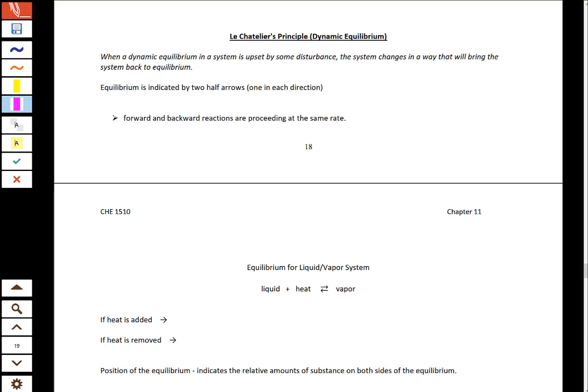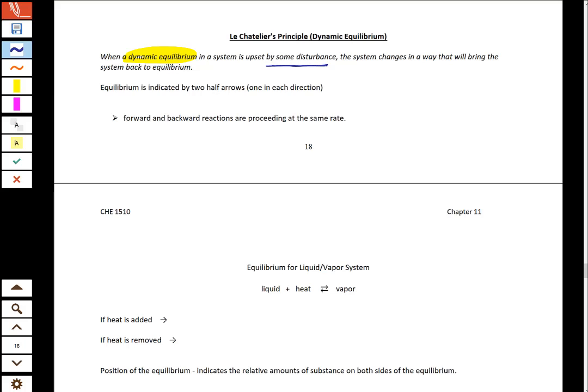Remember when we talked about equilibrium, we said that we can take a snapshot of the system in time, and then another snapshot, and it looks like there's been no change. But Le Chatelier says that if there's a disturbance, of course you're thinking Star Wars right now, a disturbance in the force, then the system finds a way to come back to equilibrium.